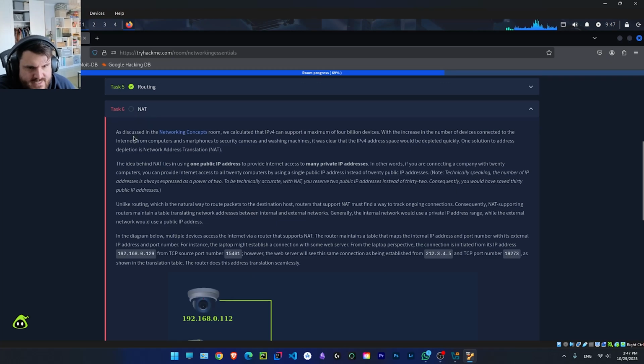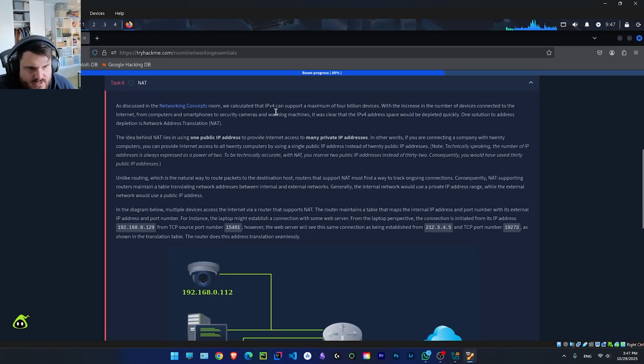Task number 6, NAT. As discussed in the networking concepts room, we calculated that IPv4 can support a maximum of 4 billion devices. With the increase in the number of devices connected to the internet, from computers and smartphones to security cameras and washing machines, it was clear that the IPv4 addresses would be depleted quickly. One solution to address depletion is network address translation, NAT.